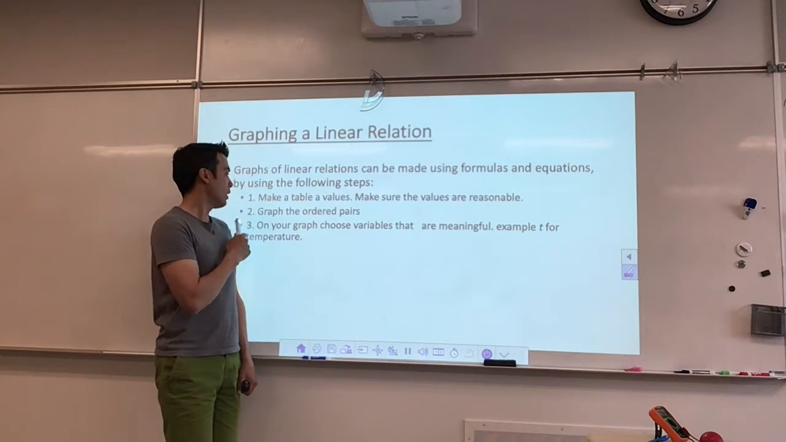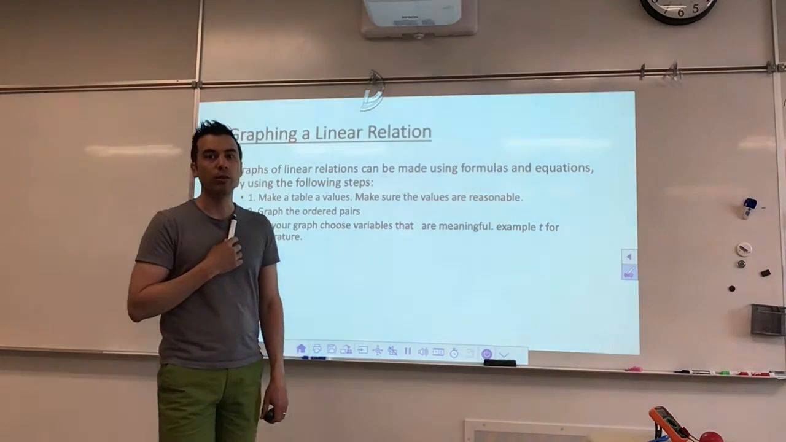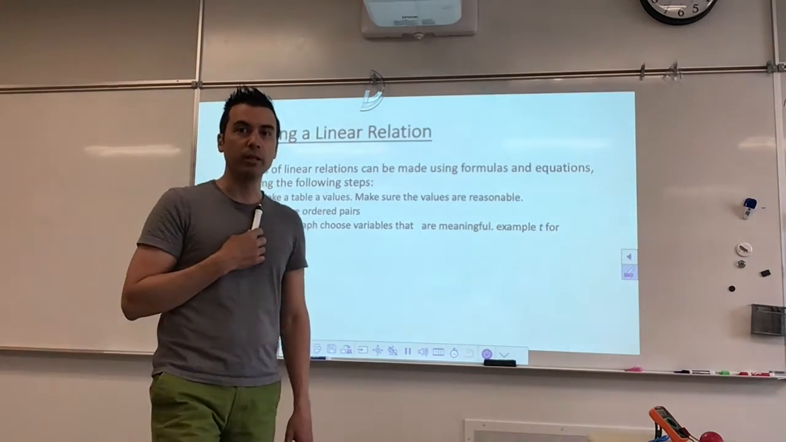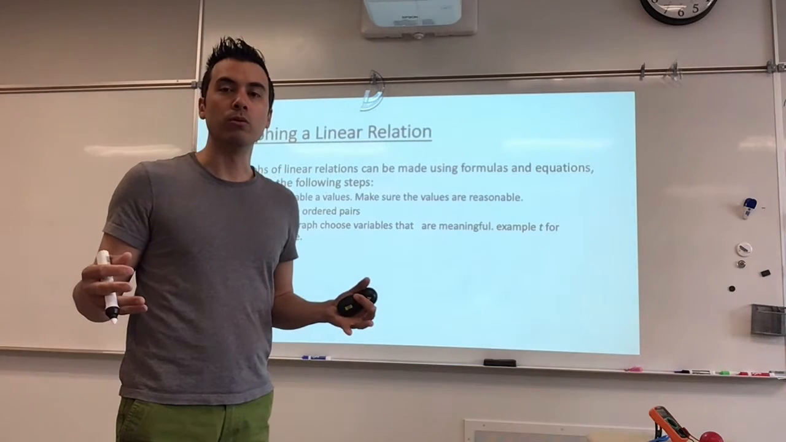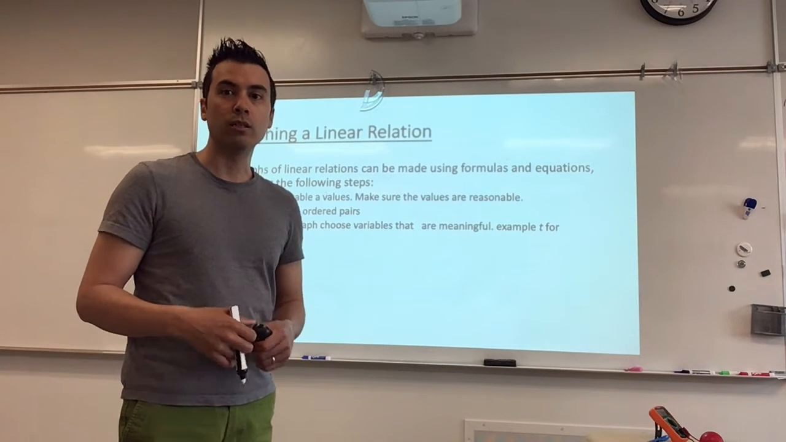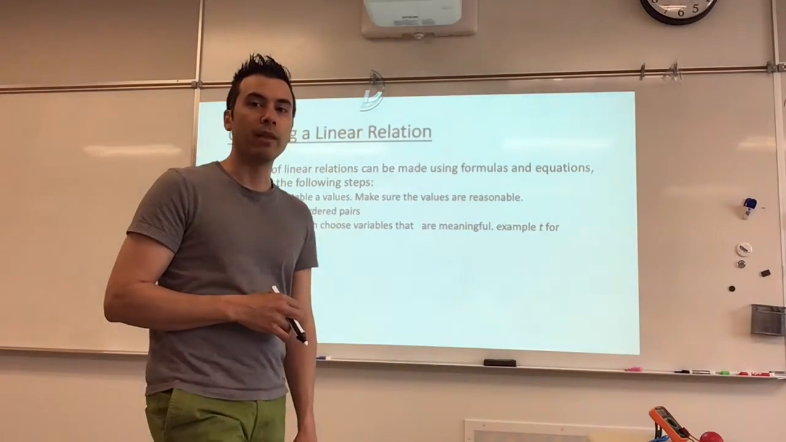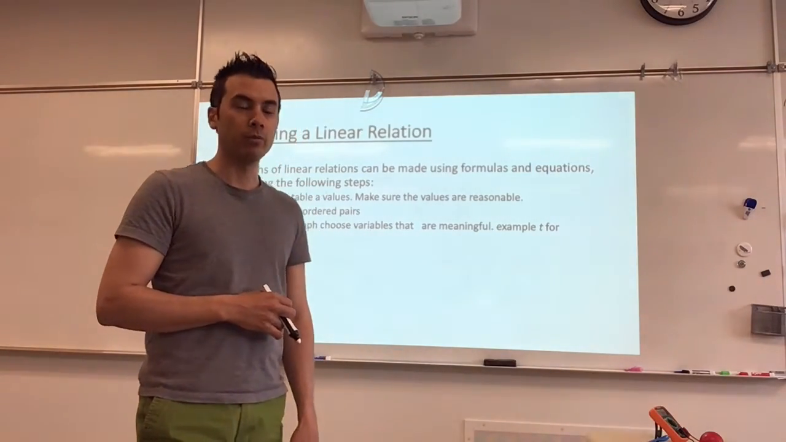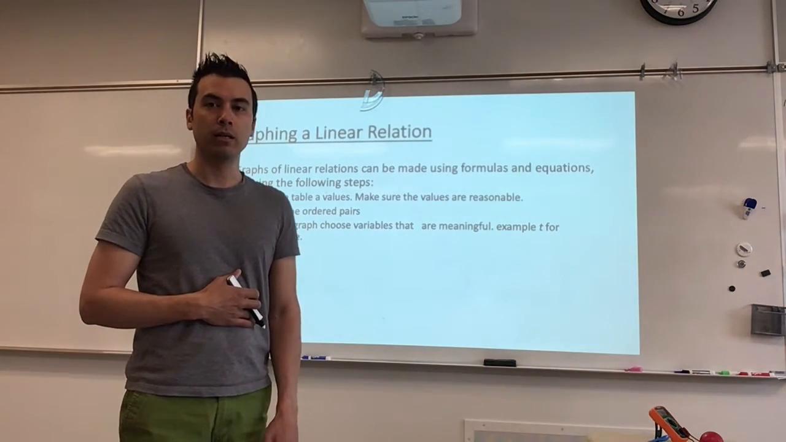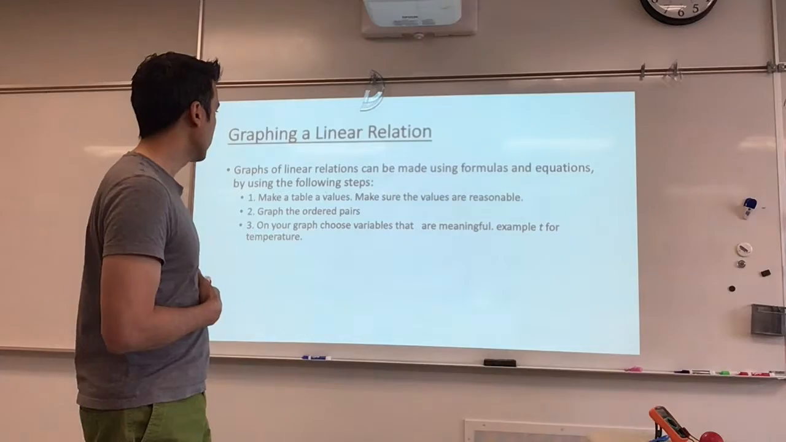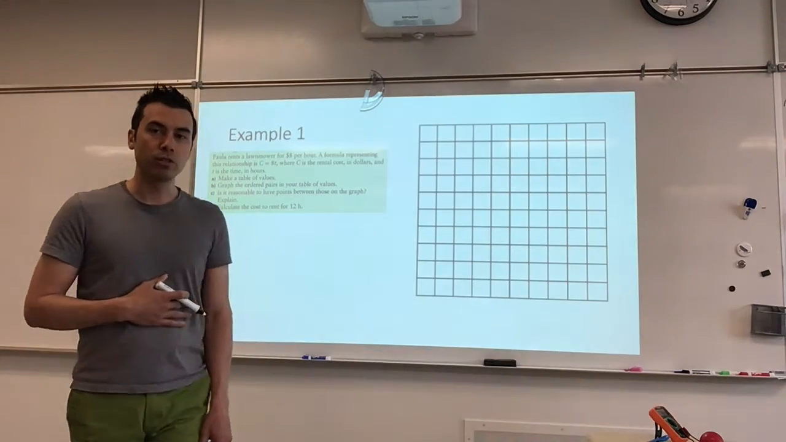Second, we're going to graph the ordered pairs, and we also want to keep in mind that we want to choose variables that are meaningful. If I'm talking about time and distance, I might want to use the letters T and D to represent those different quantities. That's what I mean by choosing variables that are meaningful. So let's look at an example and get this started.